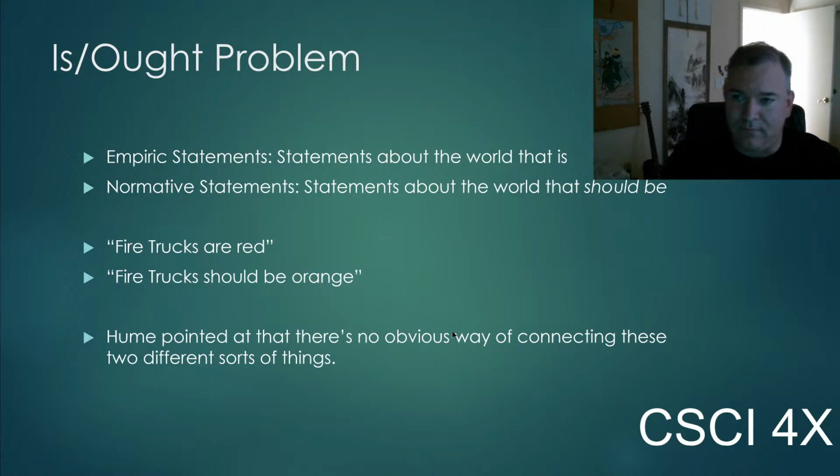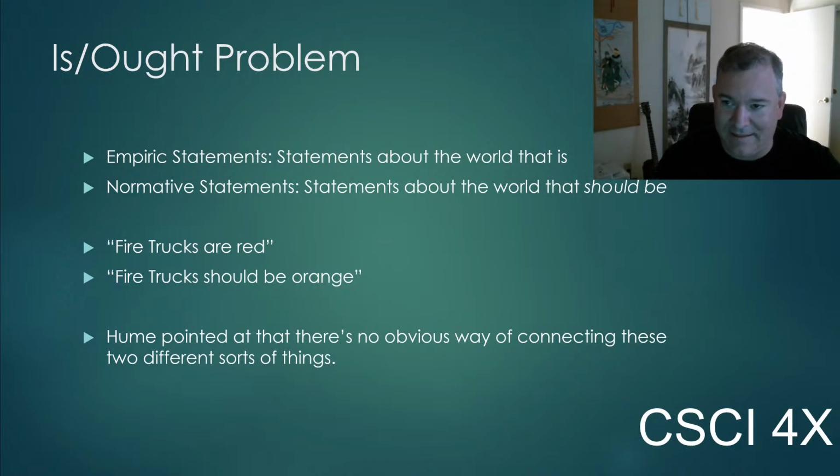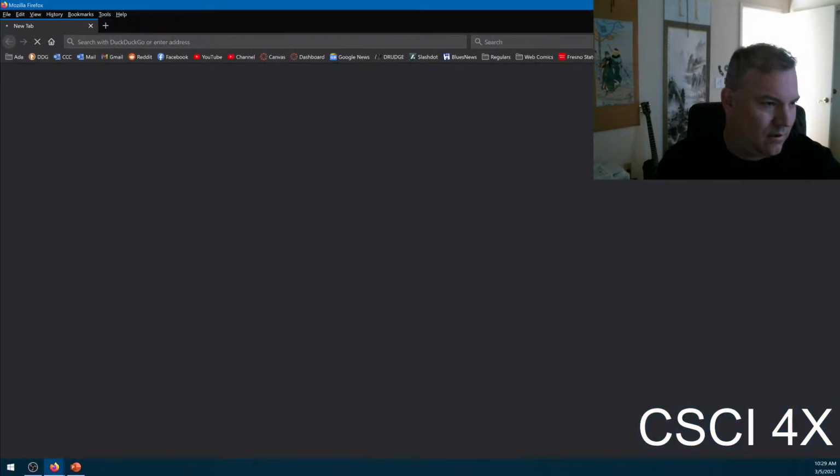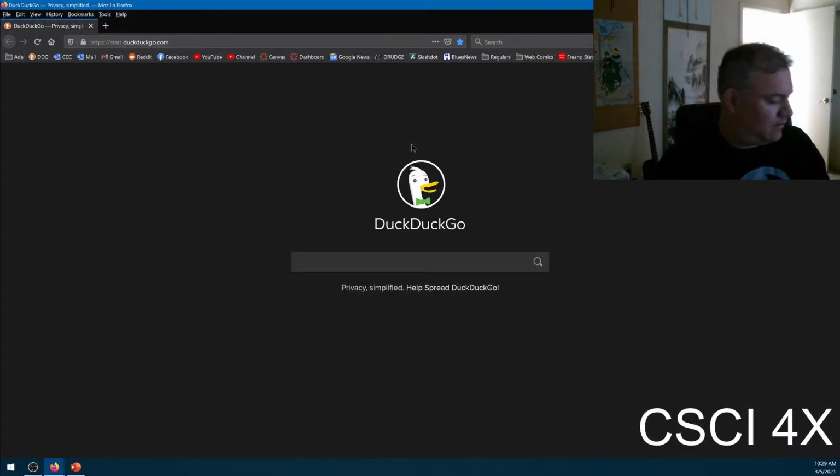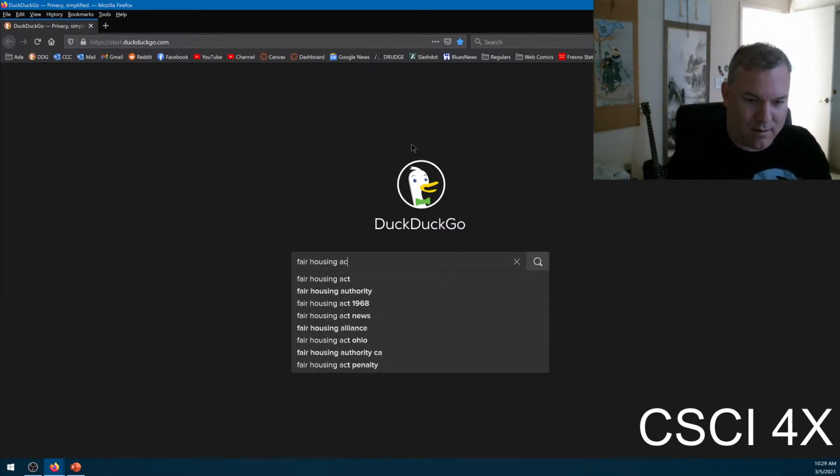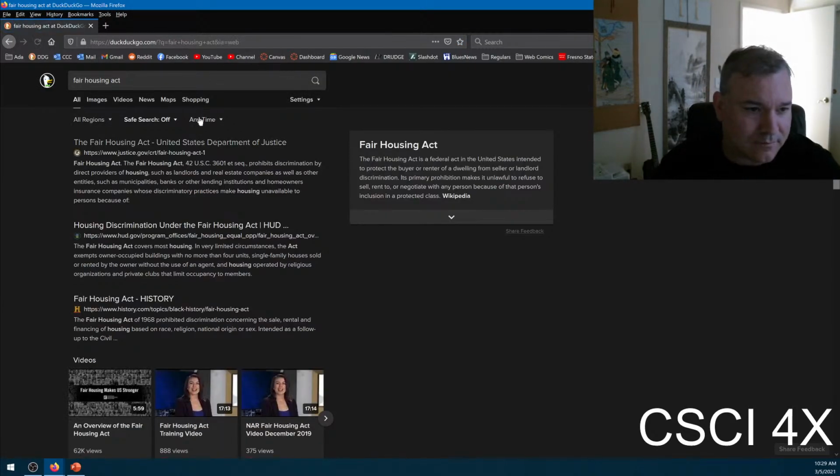So the way things are is not necessarily the way they should be, right? The Fair Housing Act doesn't talk about not being able to evict because of sexuality. Yeah, I mean, it was written in the 60s, right? I think it's been amended since then. I could be wrong.